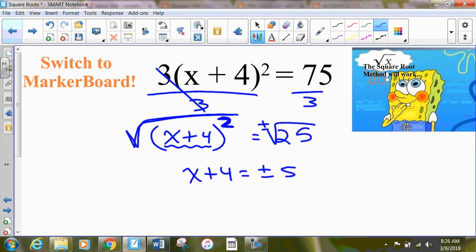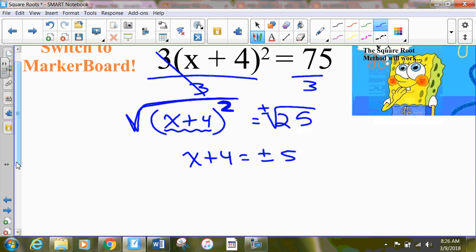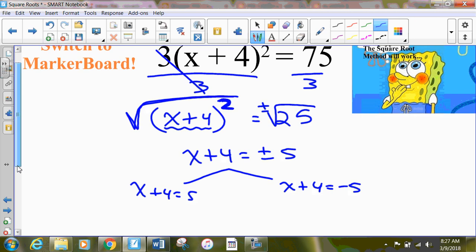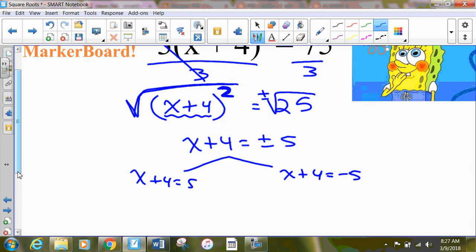Once again, which one is it? Does x plus 4 equal positive 5, or does x plus 4 equal negative 5? Both. x plus 4 can equal 5, or x plus 4 can equal negative 5. Both of these equations will give me an answer that works in our original quadratic equation.